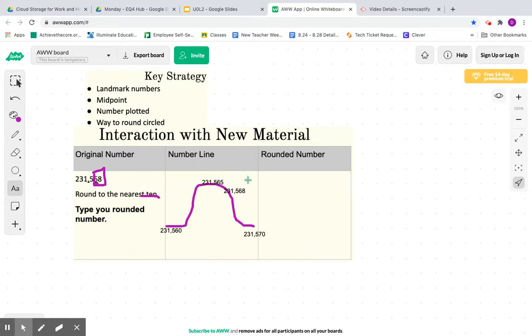Okay, we can see that, oh, this is going to be closer to 231,570. So following this key strategy, I'm going to circle that number. And if I needed to type in my answer right now, I'm now ready to type it. The rounded number is going to be 231,570.